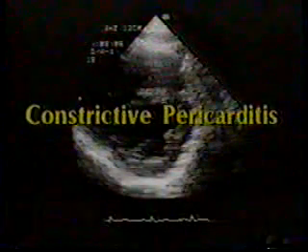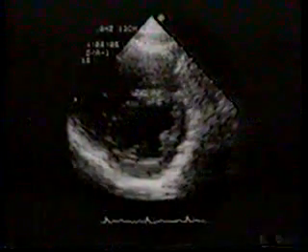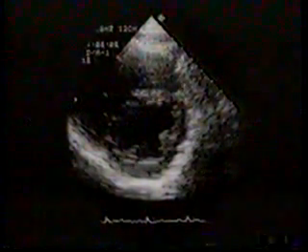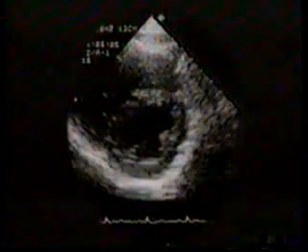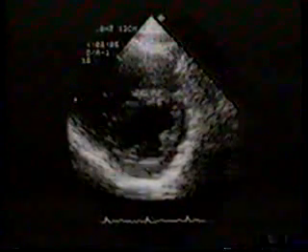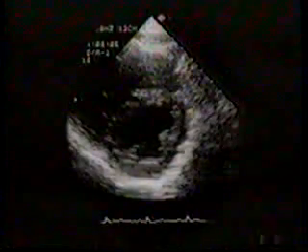Constrictive pericarditis provides a unique challenge to the echocardiographer. Since surgical stripping of the pericardium can markedly improve the patient's symptoms and functional status, it is very important to be able to identify this disorder, and particularly to be able to differentiate it from restrictive cardiomyopathy.